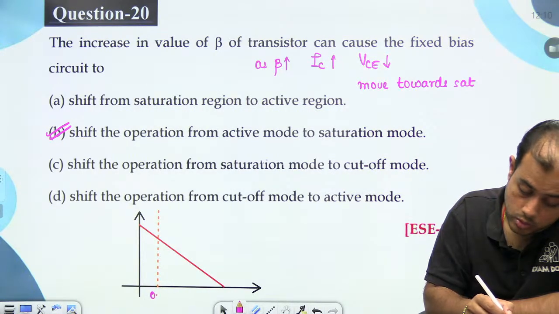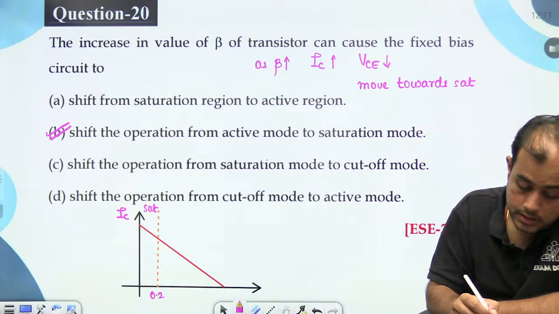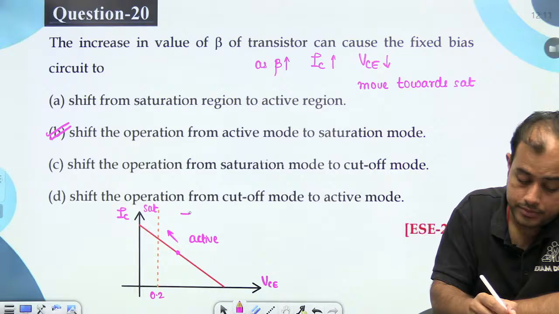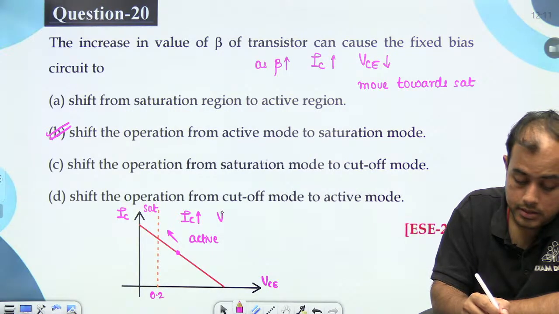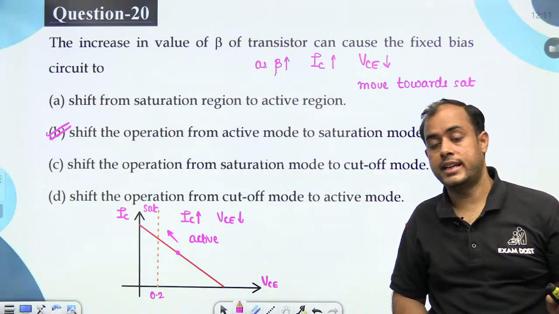This is 0.2. So this is saturation region. तो IC बढ़ना और VC का घटना, that is moving towards saturation from active. है ना, we are moving up and to the left. So we are moving towards saturation.